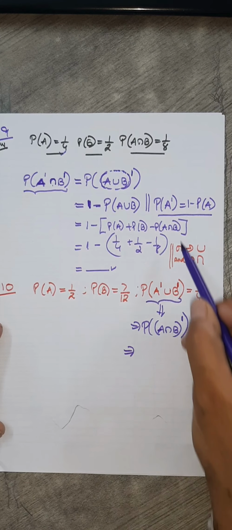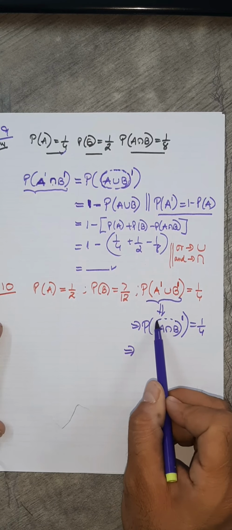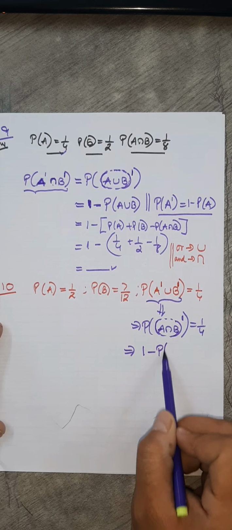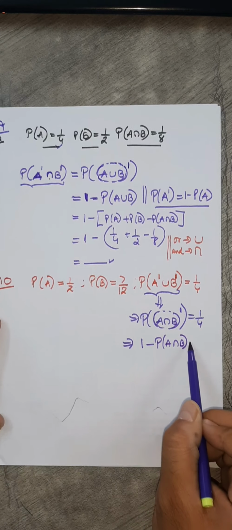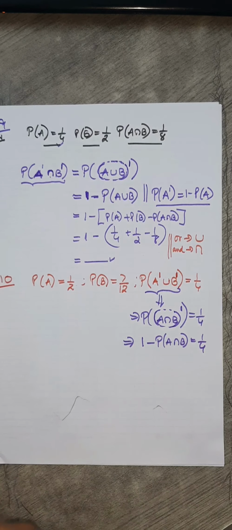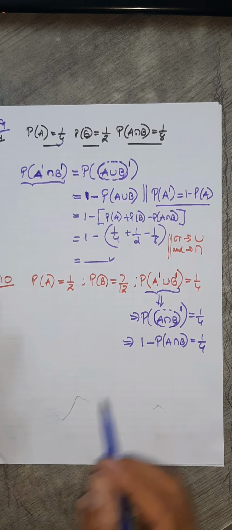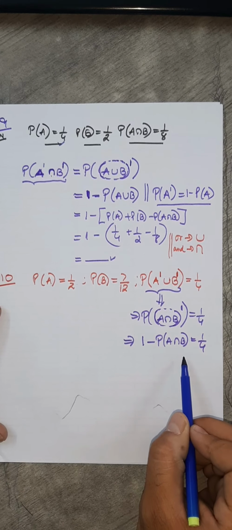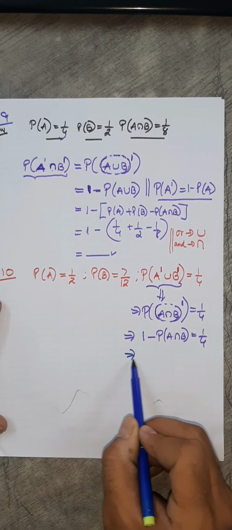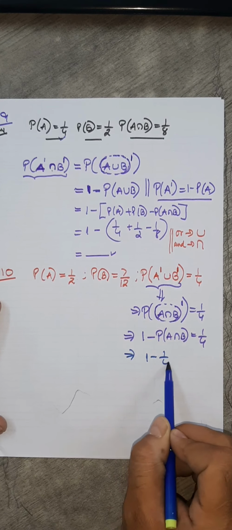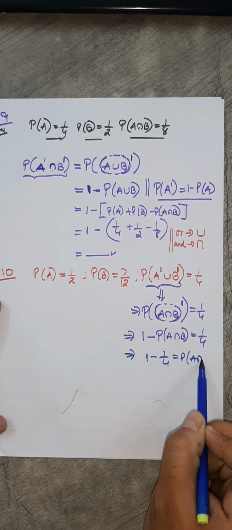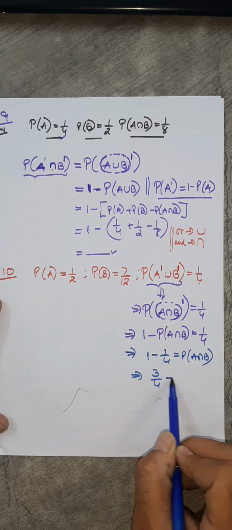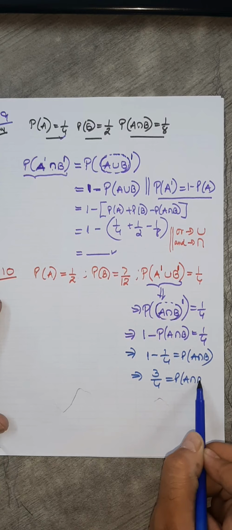Okay. Now as we did here, you imagine this is like one set A. What is P of A dash? 1 minus P of A intersection B equals to 1 upon 4. P of A intersection B whole dash. This is 1 minus P of A intersection B. So from this you have 1 minus 1 by 4 equals to P of A intersection B. So this will be 3 by 4 equals to P A intersection B.